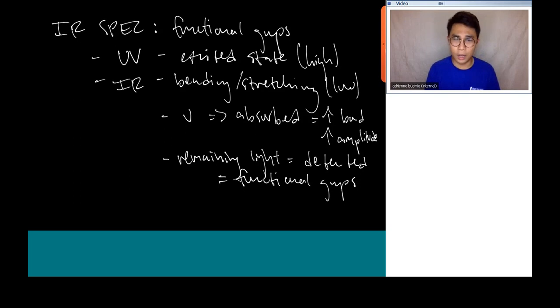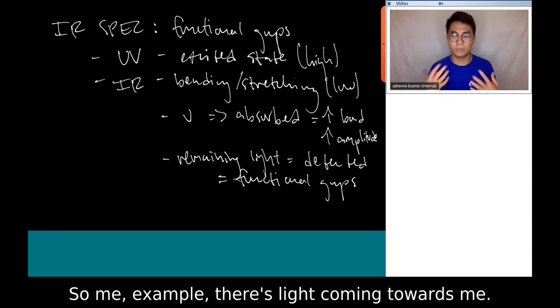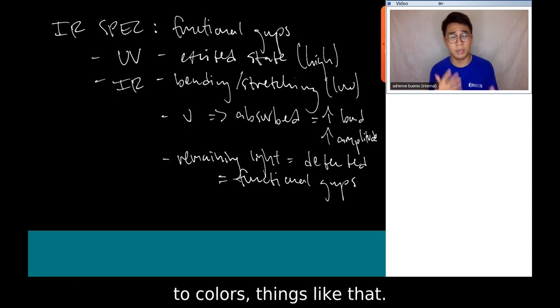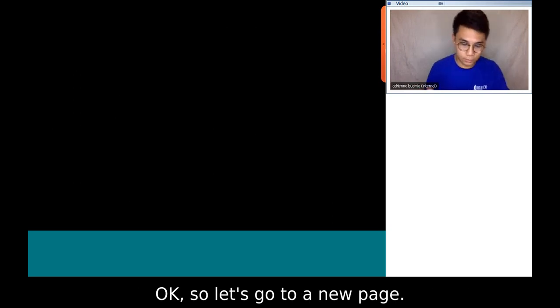So the way IR works is kind of bouncing off of each other. For example, there's light coming towards me. Obviously, it's bouncing off, and you're seeing my image, the colors, things like that. So that's kind of what IR is, but for smaller molecules, right? Okay, so let's go to a new page.